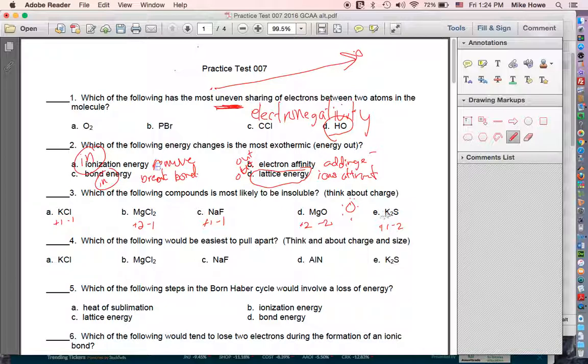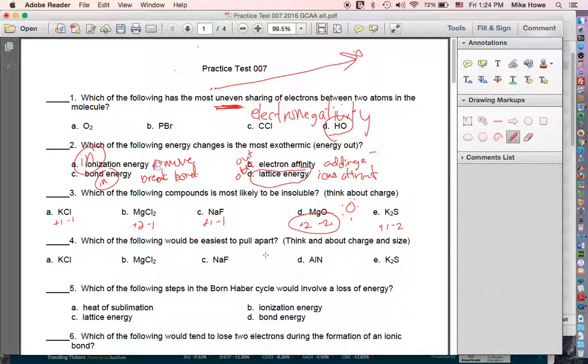So the potassium here, 1 valence electron, and 6 valence electrons for sulfur. The ones that stick together the most would be most likely to be insoluble, and the ones that stick together the most would be the ones with the highest charges. So you're looking at 2 and 2, and that's why the magnesium oxide was the answer to that.